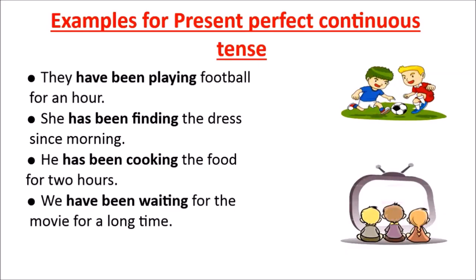Look at the next example. He has been cooking the food for 2 hours. So, he started already in the past. Till now he is cooking. So, he has been cooking the food for 2 hours. Look at the next example. We have been waiting for the movie for a long time. So, have been waiting here refers to some point of time in the past till now. Okay. So, we have been waiting for the movie for a long time. Understand?